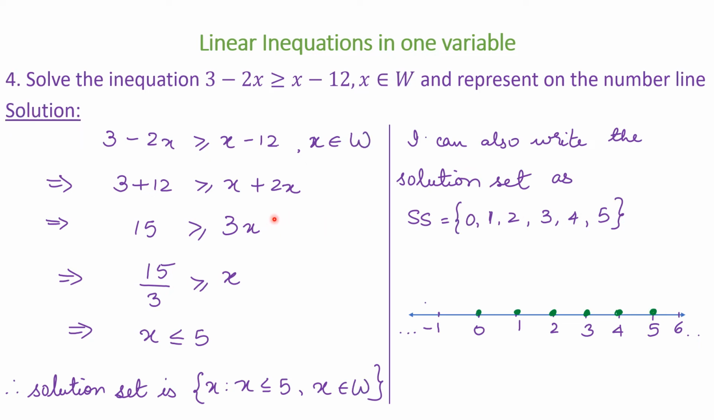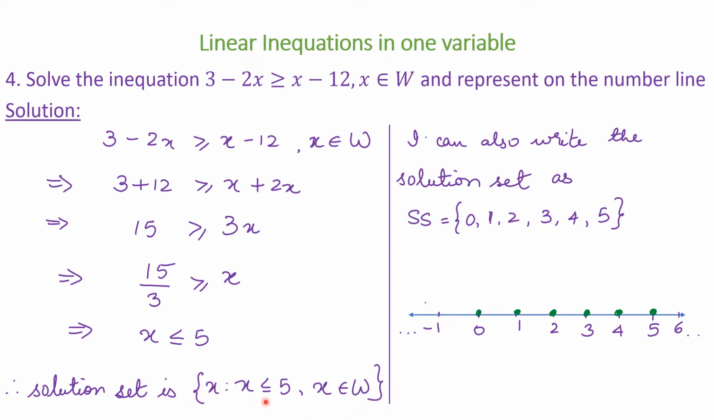Now suppose that I want to solve the same inequation, that is, the algebraic inequation is the same, but my replacement set is now x belonging to W, that is, x is coming from the set of whole numbers. All this remains the same, but because x belongs to W, I am also adding a 0 to my solution set.